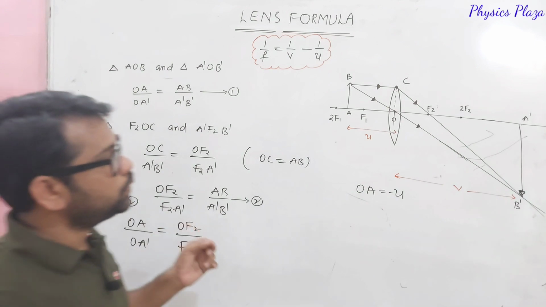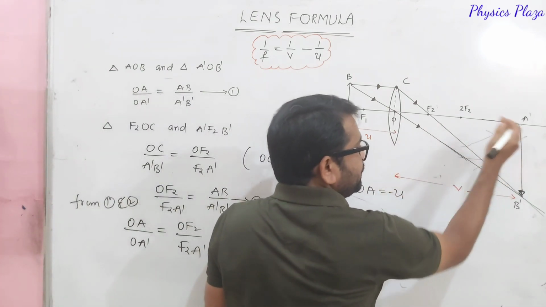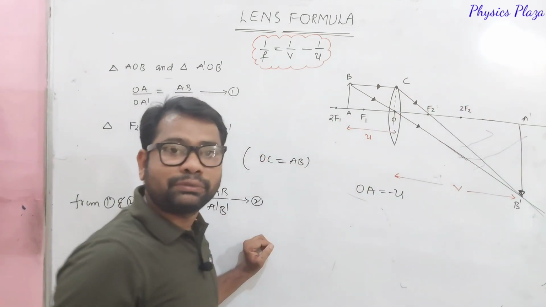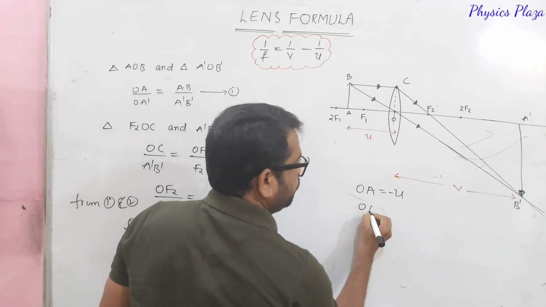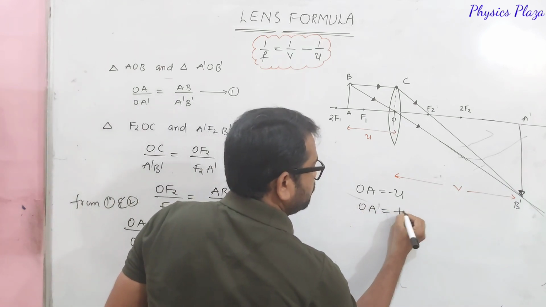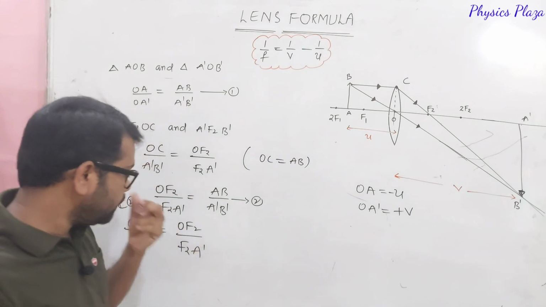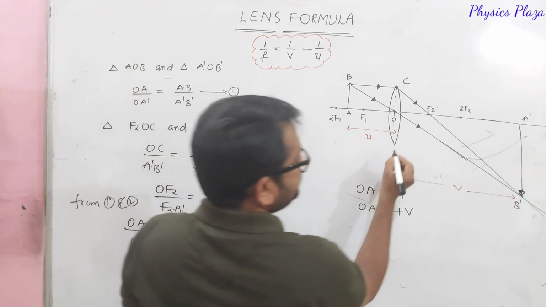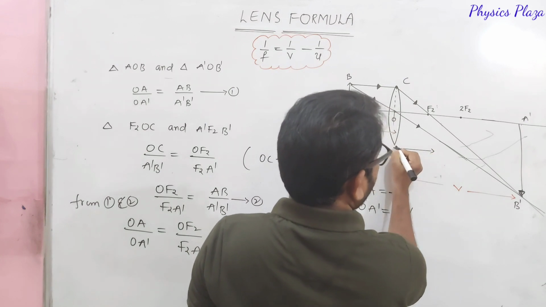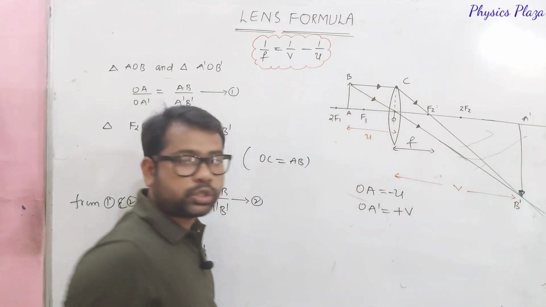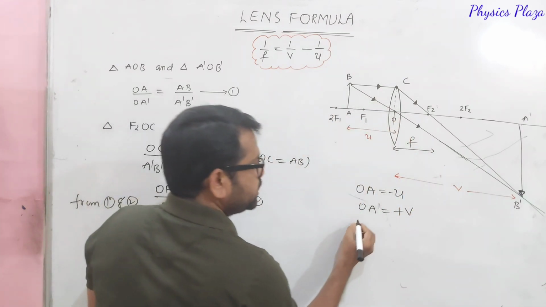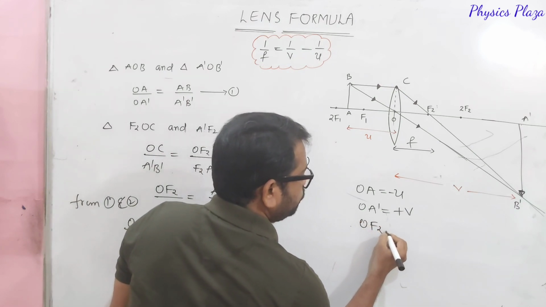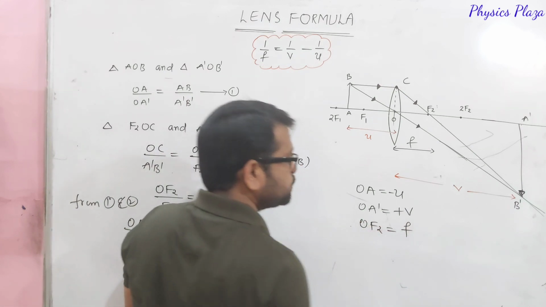What about OA dash? OA dash is the image distance and that is on the right side of the lens. So here OA dash is going to be positive. What about OF2? Children, OF2 is the focal length. Here the focal length is going to be positive for a convex lens, and it lies on the right side. So F2 is the focal length, it is positive only.